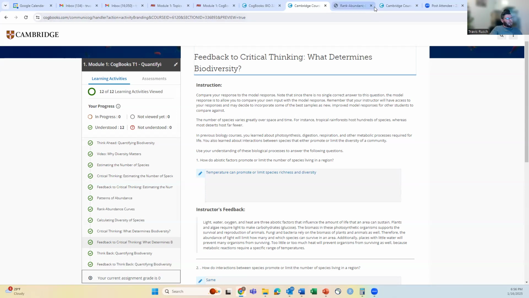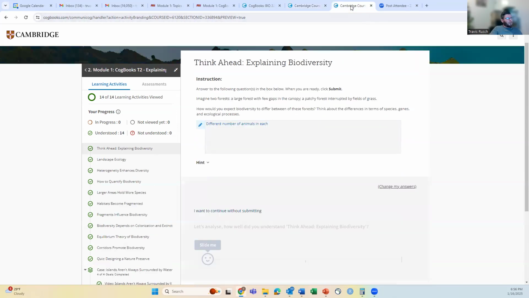But if there are no more questions on module one currently, we can go ahead and go to module two, or technically module one T2. They changed the structure of this a little while back.